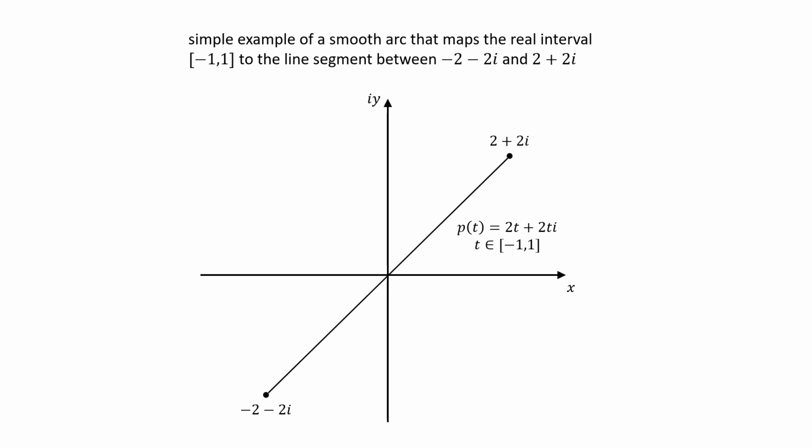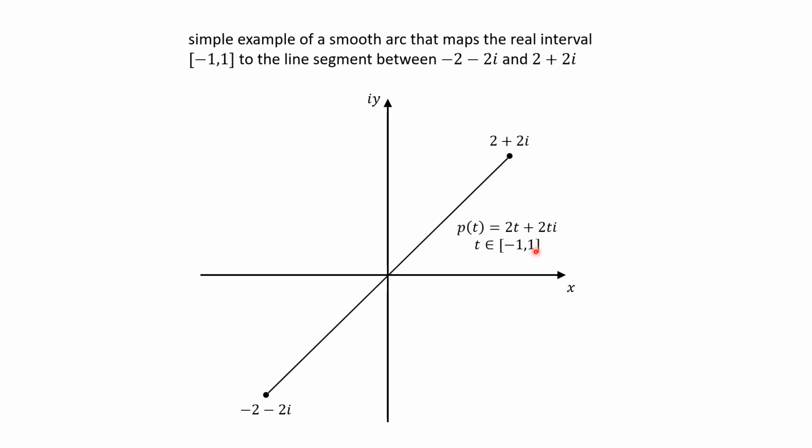Here we have an example of a smooth arc. It's this line segment here going from minus 2i to 2 plus 2i. In order to verify that this is a smooth arc, we need to have a function, p of t, that maps from some closed interval to the arc in question. So our p of t, we're going to define it to be 2t plus 2ti.